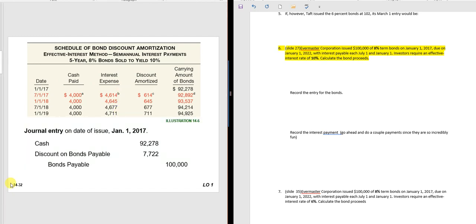Okay, so go look at your amount you put up here, and the entry is credit bonds payable for the $100,000, always face, debit cash for the $92,278. I need a debit to balance, and that debit is a discount. Okay, then I'm going to do this schedule of bond amortization.